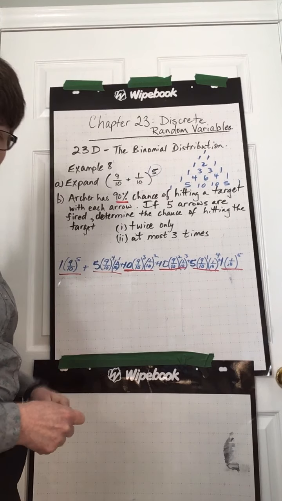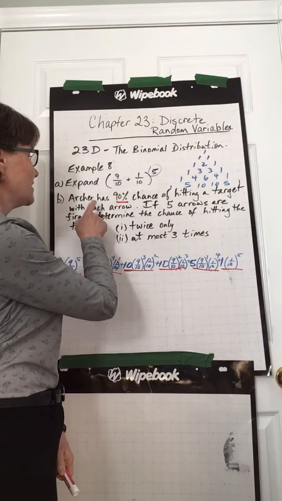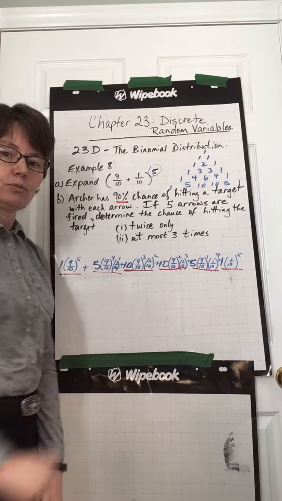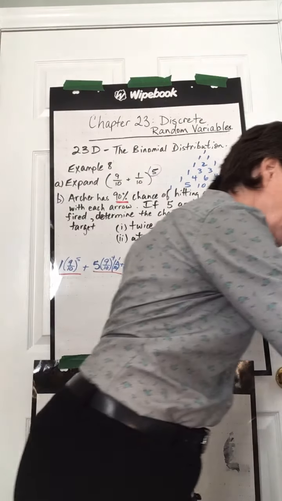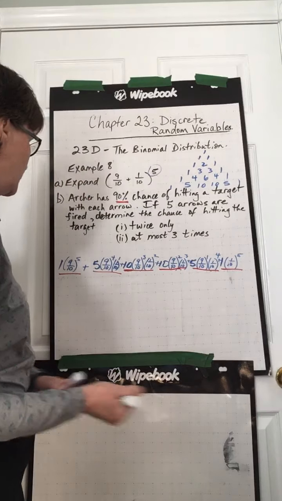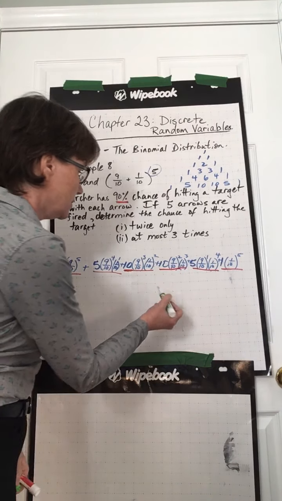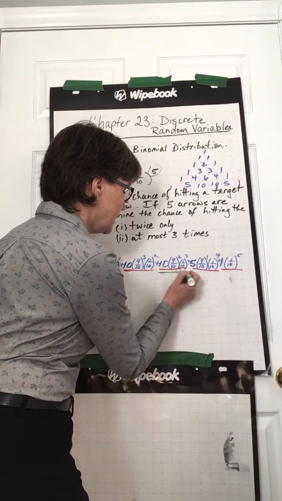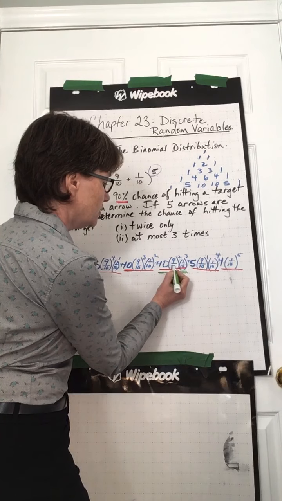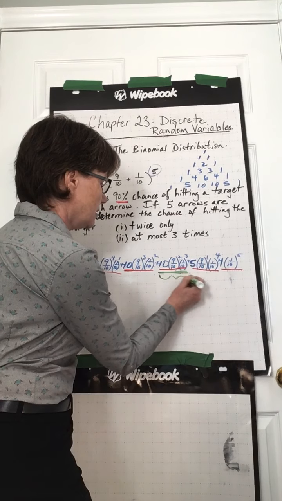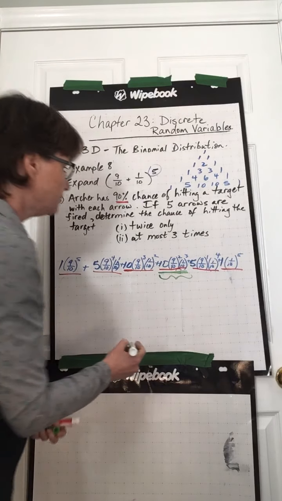Okay, what we need to find out is, answer the second question. Determine the chance of hitting the target twice only. So hitting the target twice only. So that means successful 2 times. So come to this one. Successful 2 times. Right there. Successful, 9 out of 10. 2 successes. So we need to take this and figure out what this is.